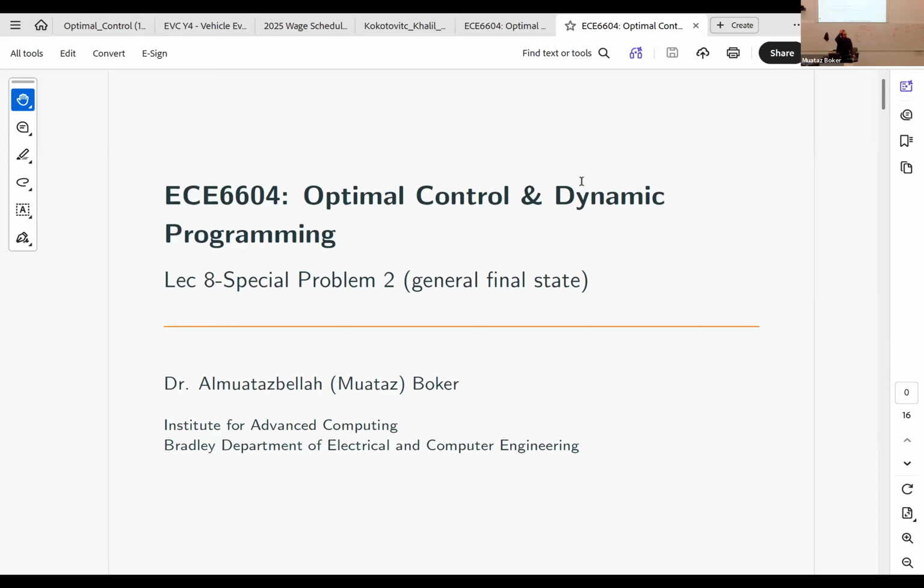Okay, good afternoon. So today I'd like to talk about special problem 2. And when we do that, it's very similar to special problem 1, and you'll see the difference. The difference is minor, but also it's like a revision to the minimum principle.